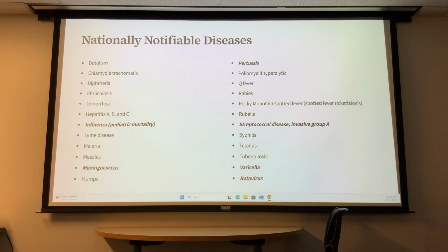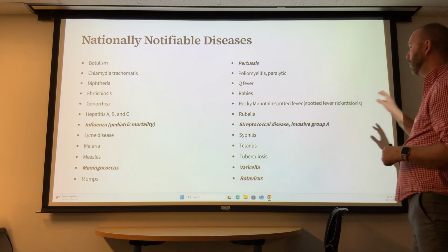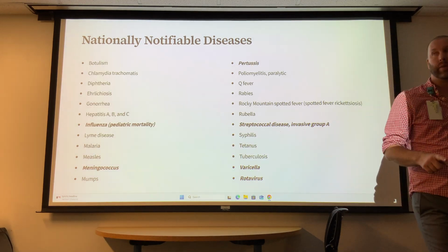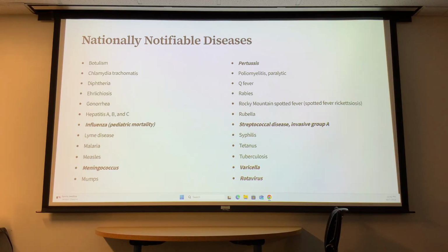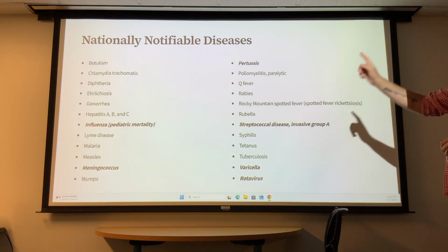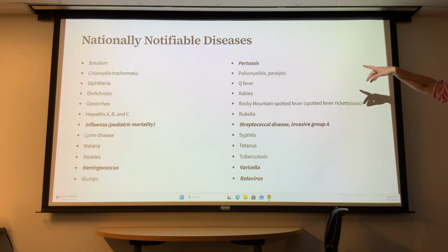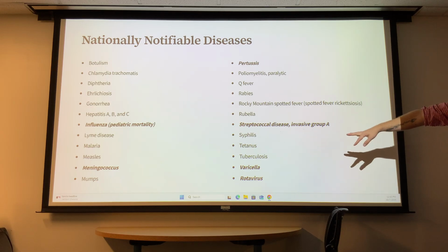But influenza, meningococcus, strep, varicella, rotavirus, and pertussis are the ones that we're going to focus on. Thank you. So meningococcal we'll go over when we get to neuro. Pertussis we'll cover in respiratory. We'll also cover the strep in respiratory, and we'll go over varicella and rotavirus today. Okay.